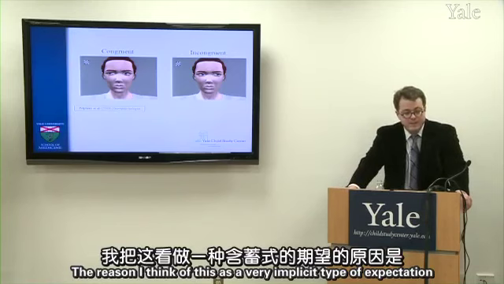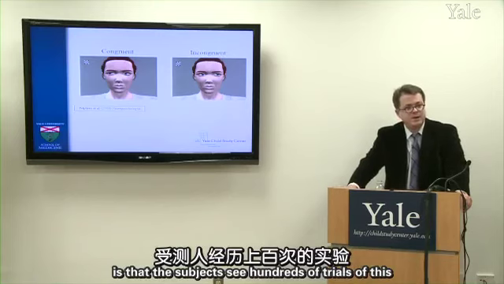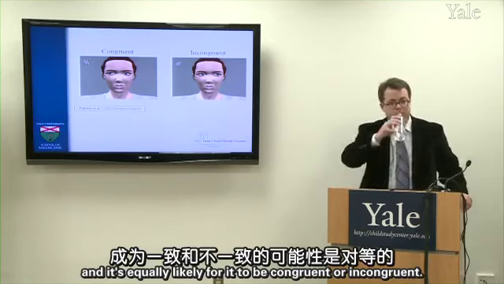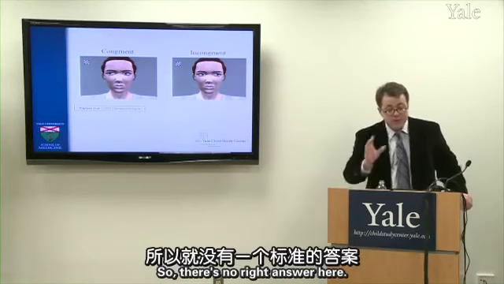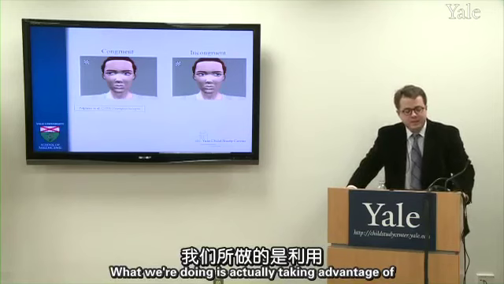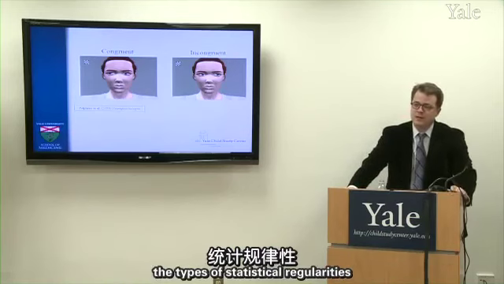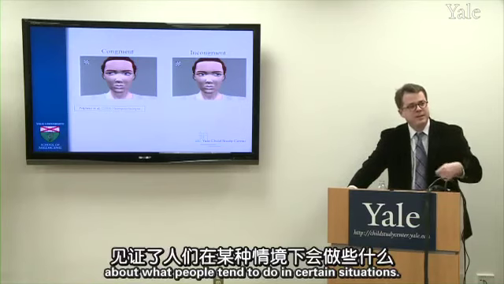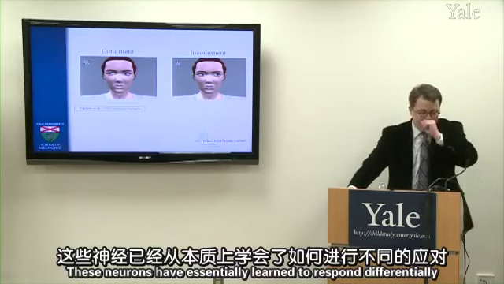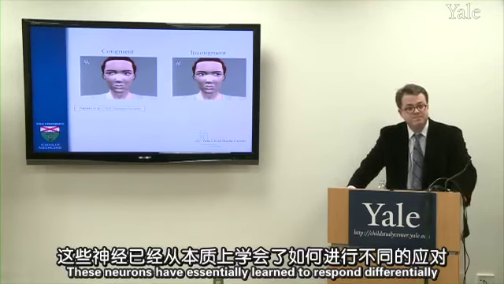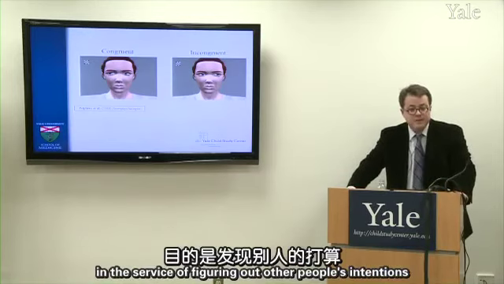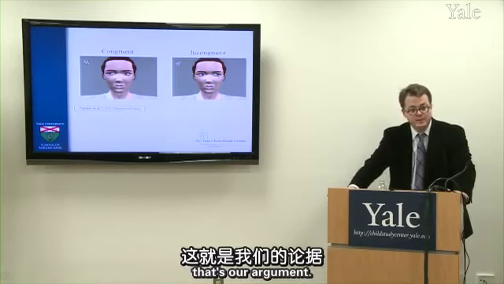And the reason I think of this as a very implicit type of expectation is that the subjects see hundreds of trials of this, and it's equally likely for it to be congruent or incongruent. So there's no right answer here. What we're doing is actually taking advantage of the types of statistical regularities that these neurons have seen from birth about what people tend to do in certain situations. And these neurons have essentially learned to respond differentially to these incongruent versus congruent situations in the service of figuring out other people's intentions. That's our argument.